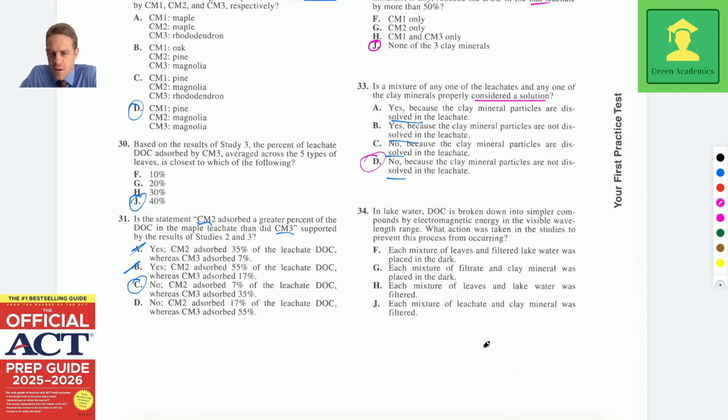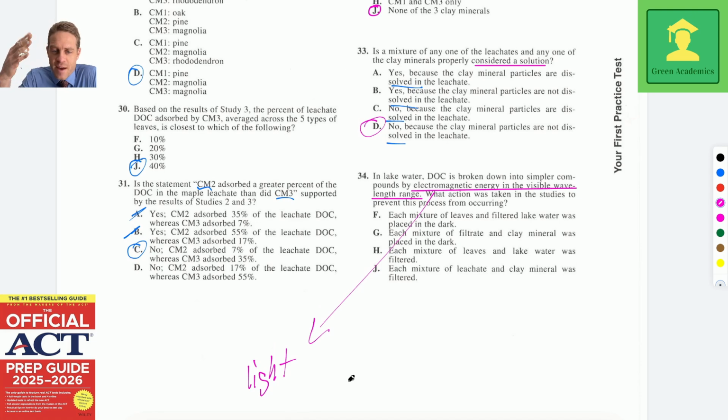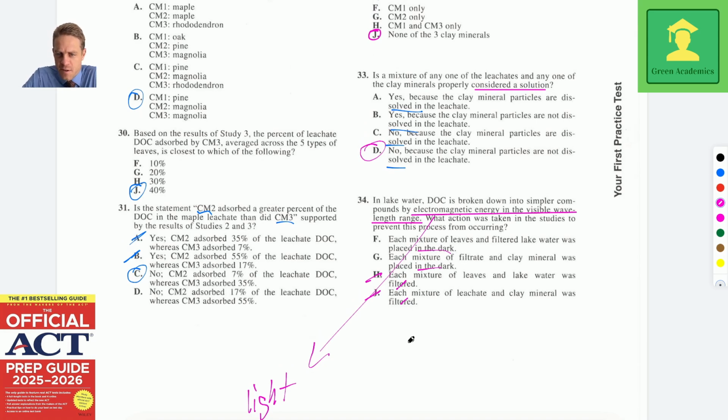In lake water, DOC is broken down into simpler compounds by electromagnetic energy in the visible wavelength range. Electromagnetic energy in the visible wavelength range, known in the real world as light. What action was taken in the studies to prevent this process from occurring? So how do you prevent light from doing what it does? Well, it has to be something about being in the dark, right? Well, it's not the filtered. It's got to be the in the dark. Each mixture of leaves and filtered lake water was placed in the dark. Each mixture of filtrate and clay mineral was placed in the dark.